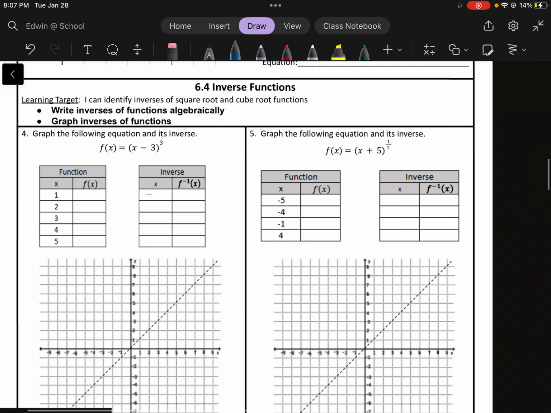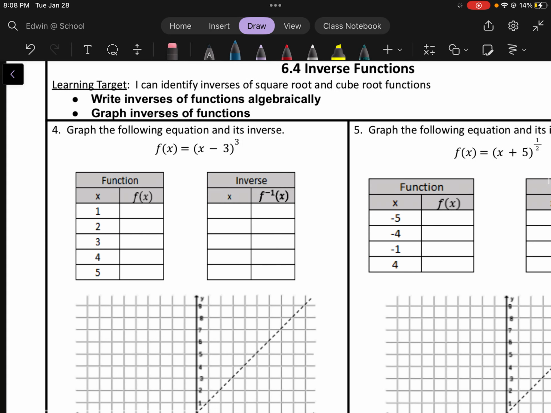Next, we're going to go over 6.4 inverse functions. I'm going to do this example so that we understand what it means to solve for an inverse graphically. Then I'll do one algebraically. So it's asking us to graph this equation and its inverse, meaning we want to plug these x's into our f of x and see what we get for our y. Whatever we get for our y, it's going to help us make a point on the graph.